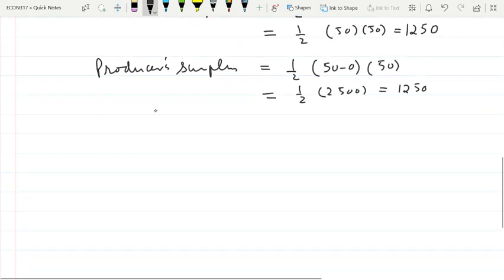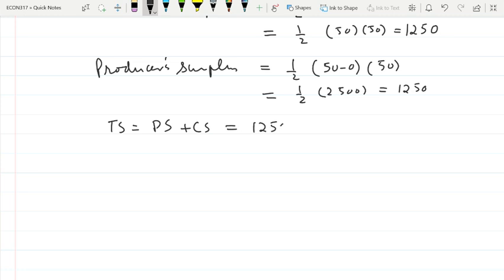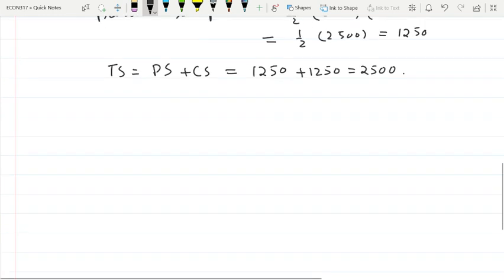The total surplus is the sum of these two, so producer surplus plus consumer surplus. In our case, both of them turned out to be 1250, so the total surplus is 2500. That's the welfare analysis of the equilibrium.